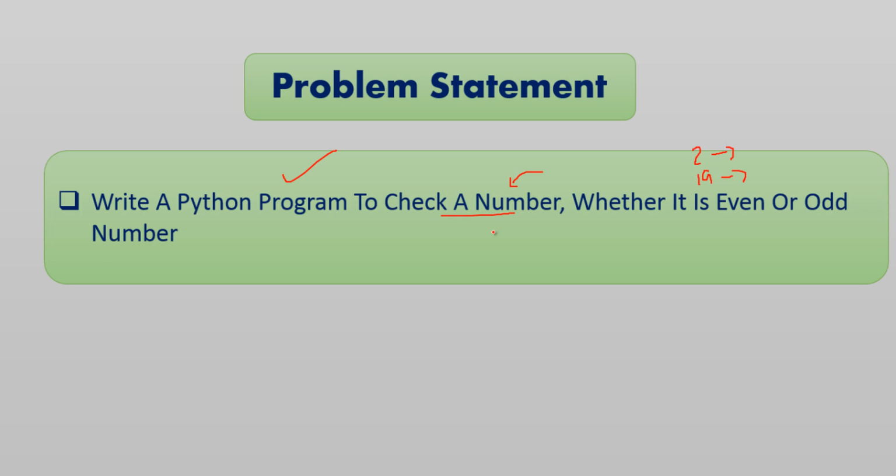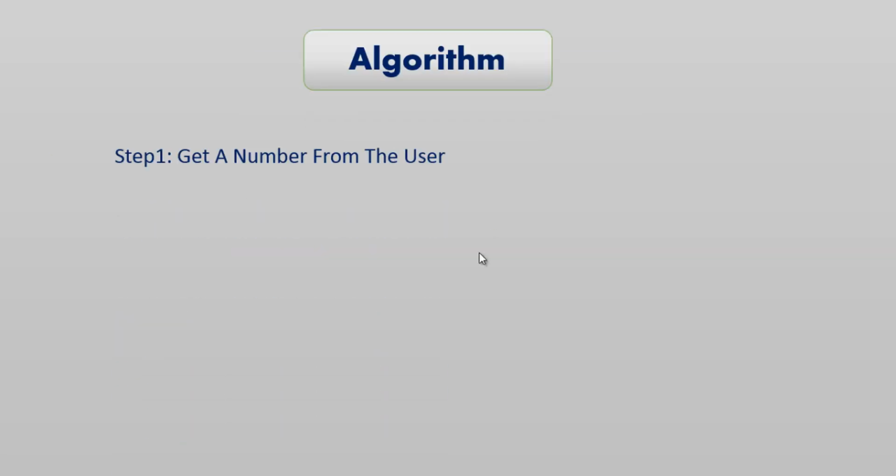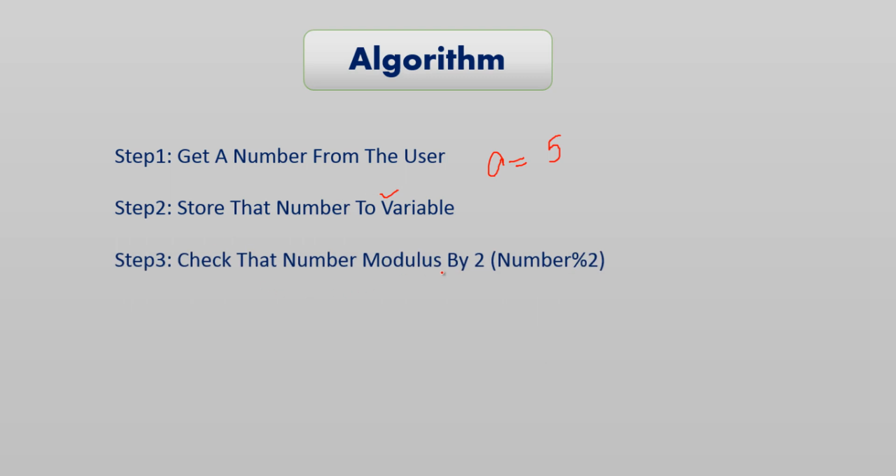After these simple tasks, I will share intermediate and complex problems that you have to follow and understand. So what is the algorithm for this problem statement? First of all, you have to get a number from the user and store it in a variable. For example, the user inserts 5. That number should be stored in a variable, and then check that number modulus by 2.